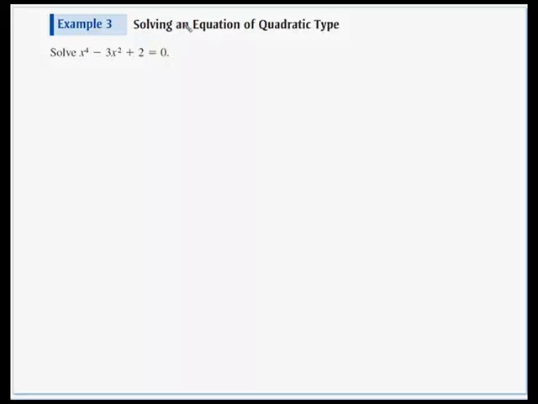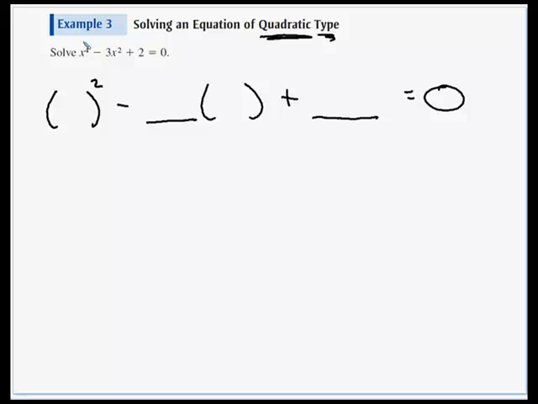Now in example 3, it says solving an equation of a quadratic type. Remember, a quadratic, our most common type, was something squared minus some number times that same thing to the first power, and then plus or minus a number. Well, let's see what we got here. Now it's x to the fourth, and our middle term is x squared. Could I rewrite x to the fourth as something squared? Well, that would be x squared squared. And then we have our minus 3, x squared to the first power, plus 2. So this is an equation of a quadratic type.